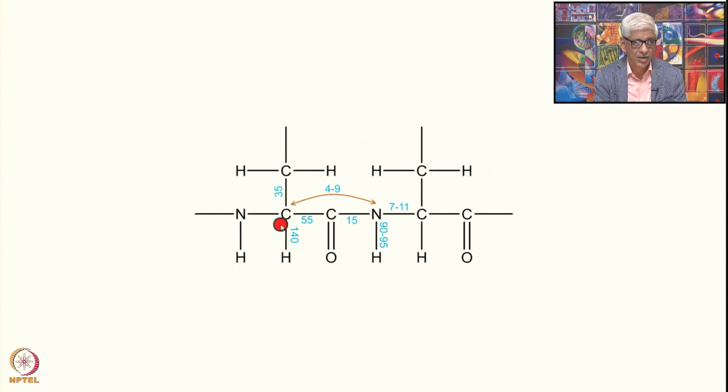These are the carbon-carbon coupling, 35 hertz; carbon-proton coupling is 140 hertz; this C alpha CO coupling is 55 hertz; and carbon-nitrogen coupling, this one bond, is 15 hertz. This two bond coupling, nitrogen C alpha, is 4 to 9 hertz, and then one bond nitrogen C alpha coupling is 7 to 11 hertz. Nitrogen to proton coupling is 90 to 95 hertz. All of these do not vary depending upon the amino acid, and do not vary too much depending on the conformation. Therefore, you will not miss any correlation.